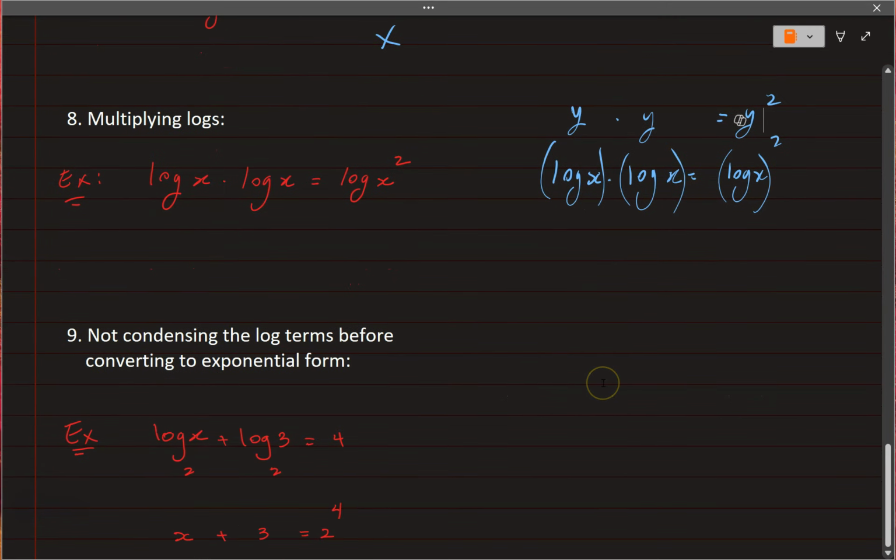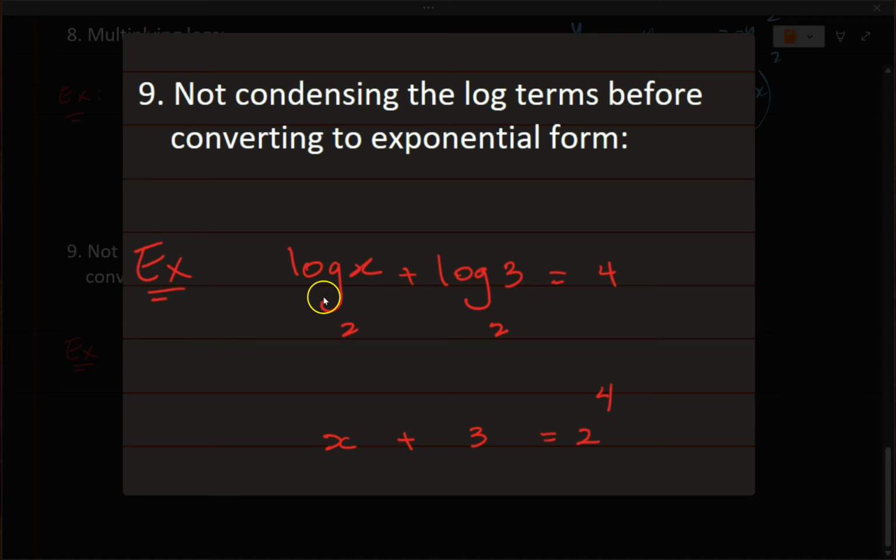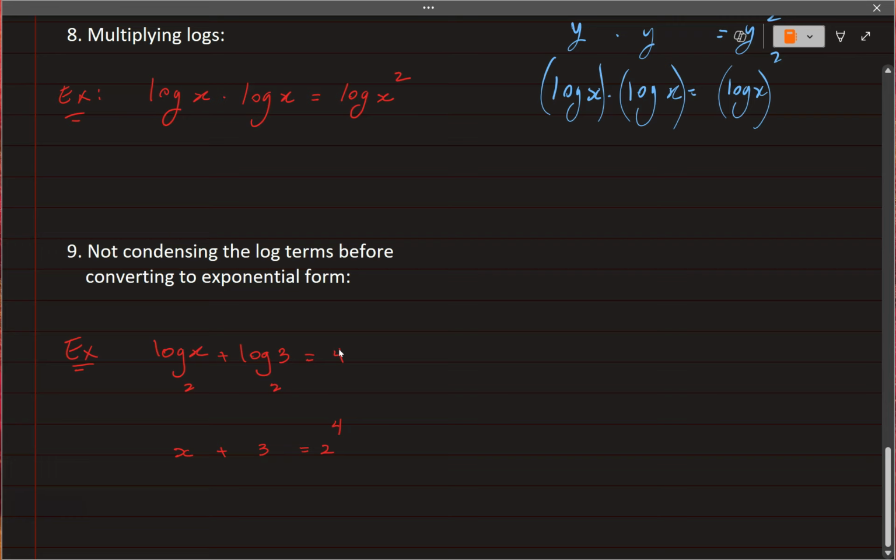So number 9 is not condensing the log terms before converting to exponential form. I wrote an example here for you. So suppose you have log of x base 2 plus log of 3 base 2 equal to 4. I've seen this type of mistake all the time. And the students, what they do, they say, okay, well, this is true. So 2 to the 4 is right there. So I'm going to change it to exponential form. But then I'm going to just write down x plus 3. So x plus 3 equal to 2 to the 4. And then they go ahead and solve. Well, that's not true. You cannot do this.